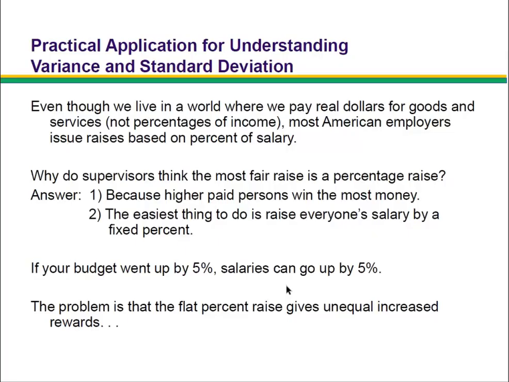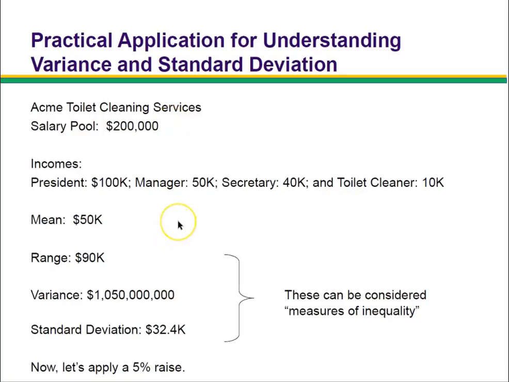Let's look now at how variance and standard deviation matter in the real world. Let's look at salary and inequality, for example. Imagine a small company with an annual payroll of 200,000, and their salaries are 100,000 for the president, 50,000 for the manager, 40,000 for the secretary, and 10,000 for the cleaner. So the average salary is 50,000. That's the mean. The range is 90,000.